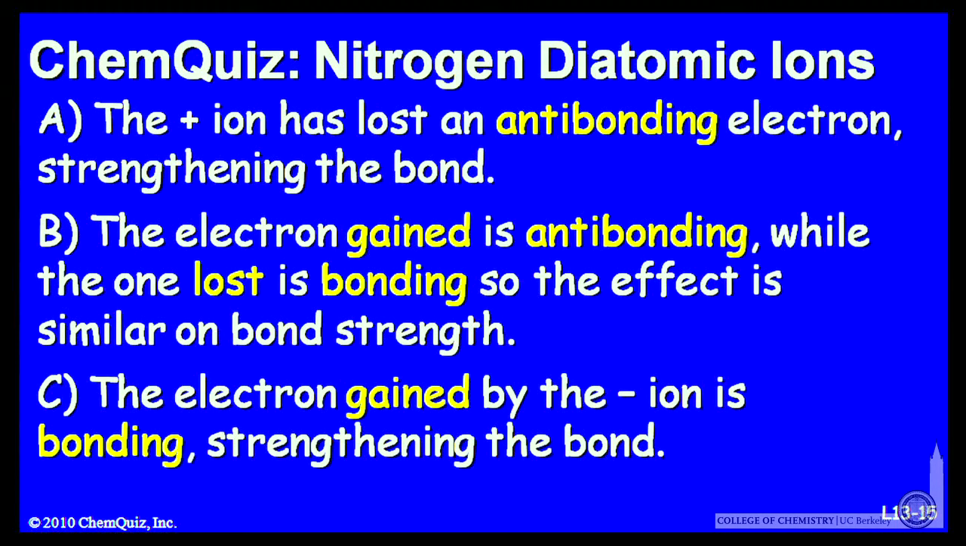Let's look at a possible explanation for each of the answers. A, the positive ion has lost an antibonding electron, strengthening the bond. B, the electron gained is antibonding, while the one lost is bonding, so the effect is similar on the bond strengths. Or C, the electron gained by the minus ion is bonding, strengthening the bond. Think about those for a minute and make a selection.